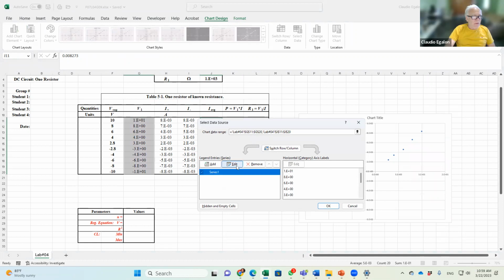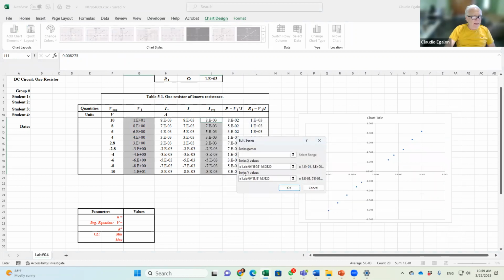You go select the data, right? Edit. G becomes J and J becomes G. Okay, G becomes J and J becomes G. And now we are going to invert.